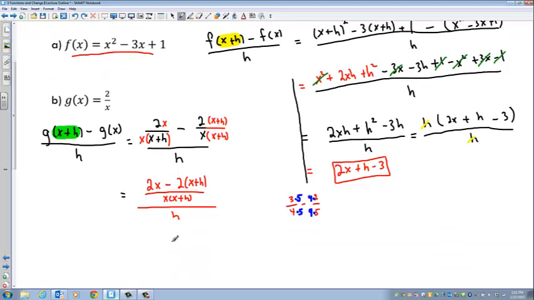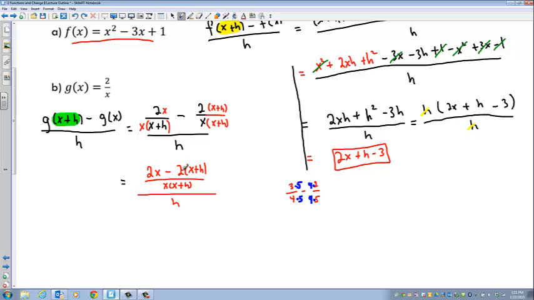And so then we can simplify this by distributing through the 2 here. And so this would be equal to 2x minus 2 times x minus 2 times h. And then I have x times x plus h. Leave this x times x plus h alone down here. Don't multiply through by x. It'll make things harder on you. And this is all divided by h.